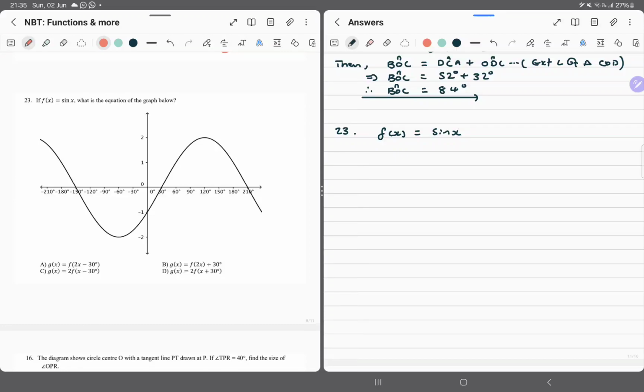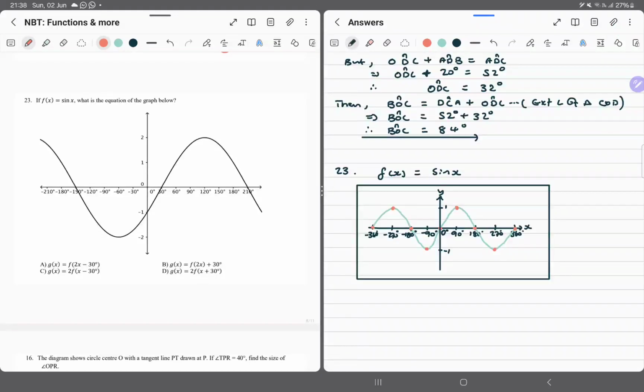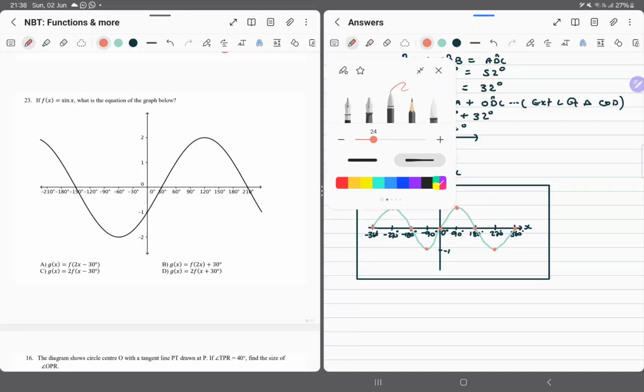And obviously, just to give you a picture, okay guys, so this is basically the standard sine graph. So I did this quickly just to leave you with something.